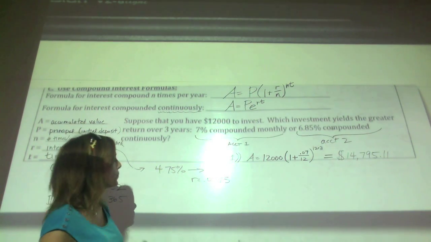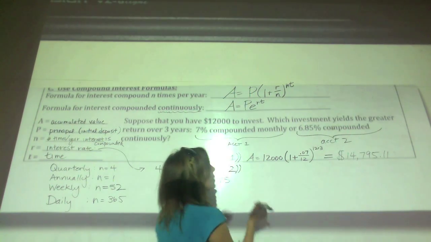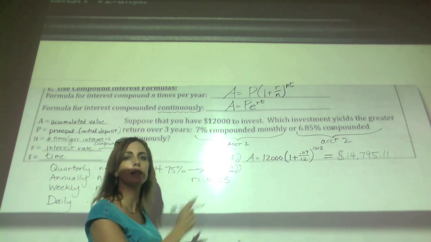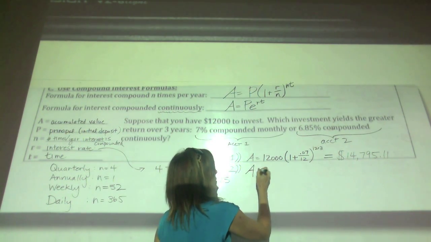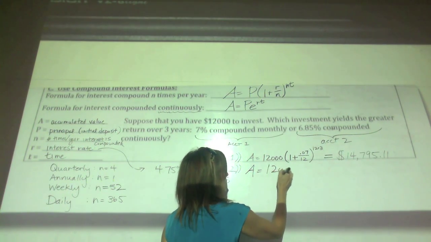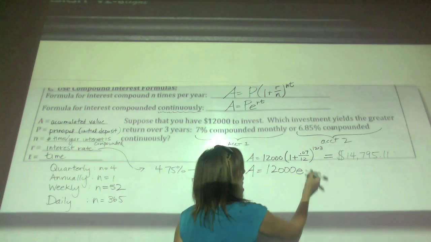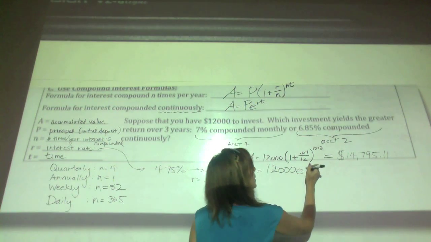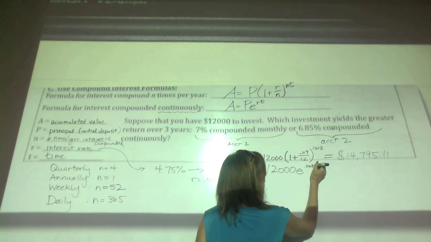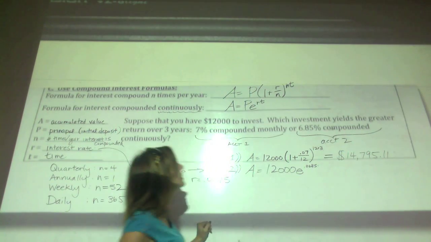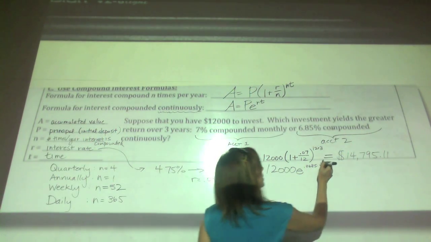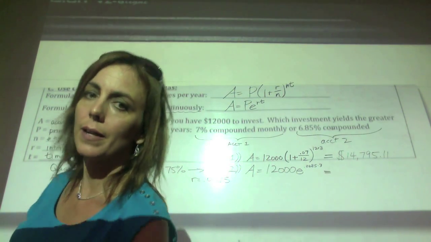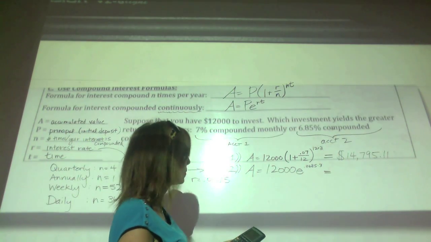Now let's look at account 2, 6.85% compounded continuously. We hit the jackpot because we can use the easier formula. A is equal to P, which is $12,000, times e raised to the rate times time. In this case, our rate is different: 6.85% is 0.0685, times T, which is still 3 years. Remember that e is not a variable. e is a number on our calculator. So we're going to go ahead and crunch this one.